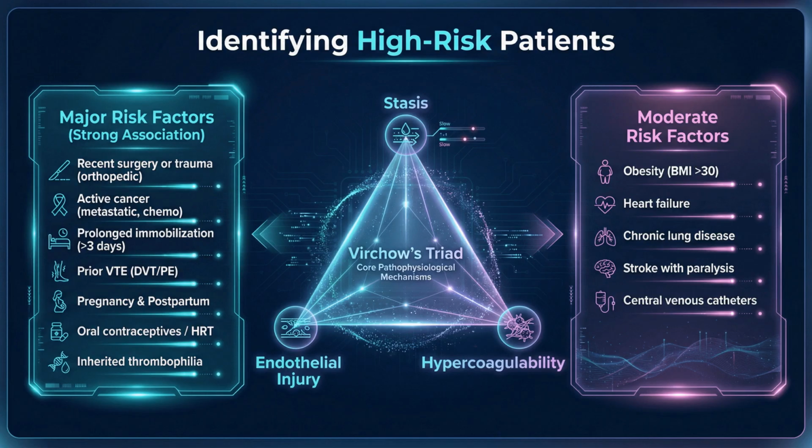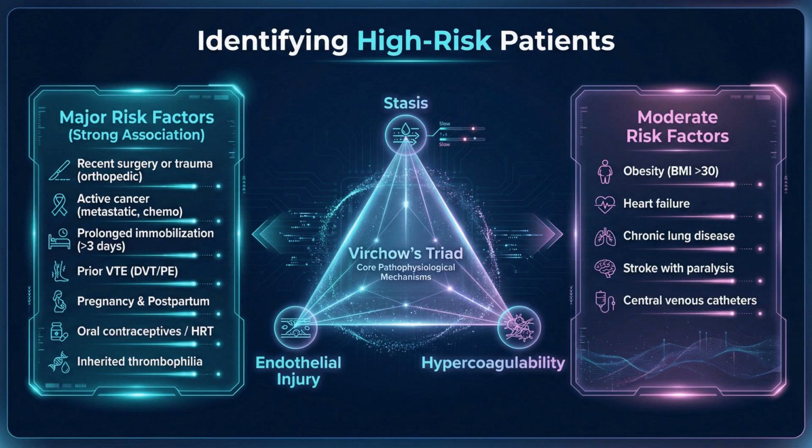Prolonged immobilization, such as being bedridden for more than 3 days, slows blood flow in the veins, promoting stasis. A history of prior venous thromboembolism, whether deep vein thrombosis or pulmonary embolism, is a red flag, as these patients have a predisposition to recurrent events. Pregnancy and the postpartum period are also high-risk times, owing to physiological hypercoagulability. Similarly, the use of oral contraceptives or hormone replacement therapy can tip the balance toward clot formation. Lastly, inherited thrombophilias, genetic conditions that increase clotting tendency, must always be considered.